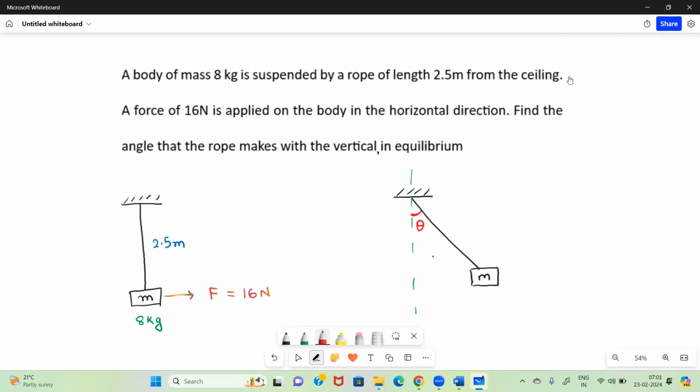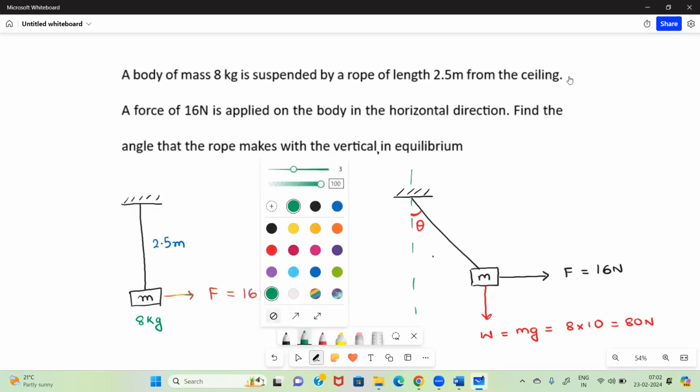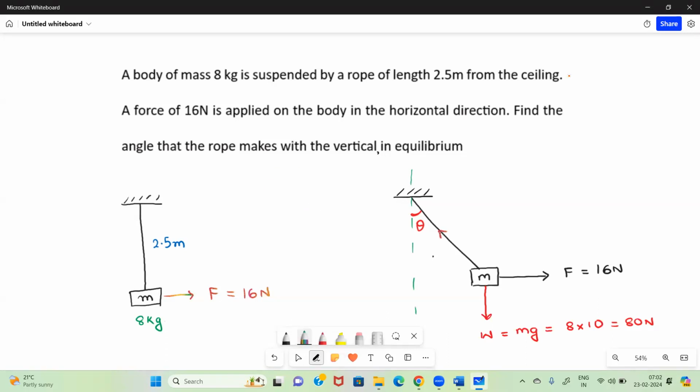Since the mass is in equilibrium, let's analyze what are the forces which are there. One of the forces is the force which we have applied, which is F is equal to 16 Newton. And the other is going to be a force due to its own weight, which is acting in the vertically down direction, which is m g. Mass is 8 kg. g can be taken as 10 meter per second square. So that's going to be 18 Newton. Then the third force which comes into picture is the tension here. So let this be T.